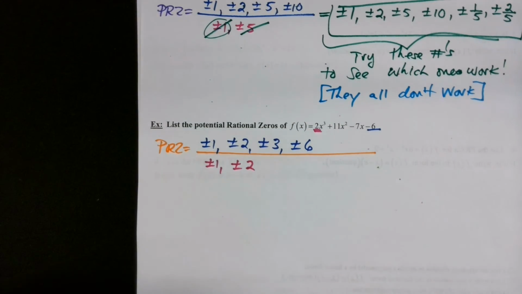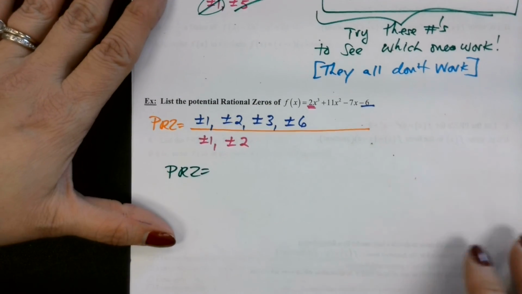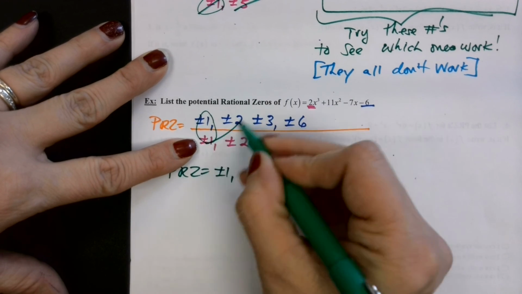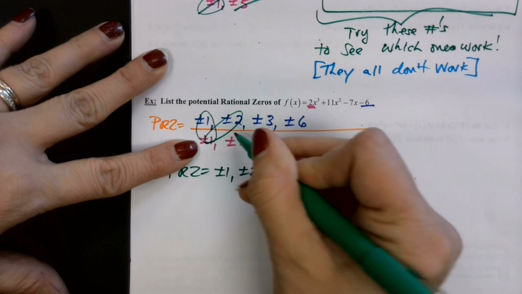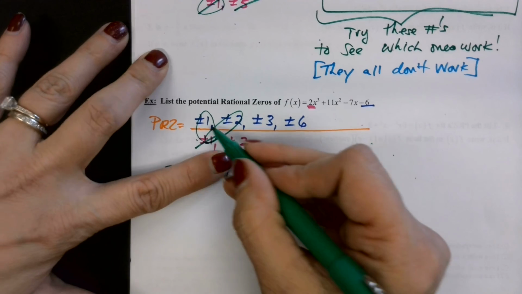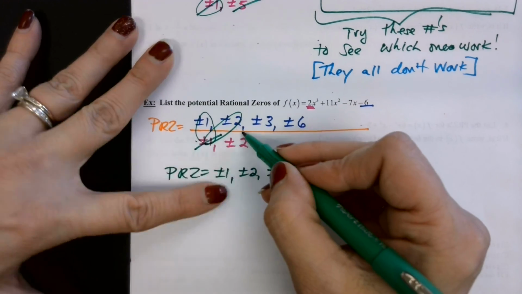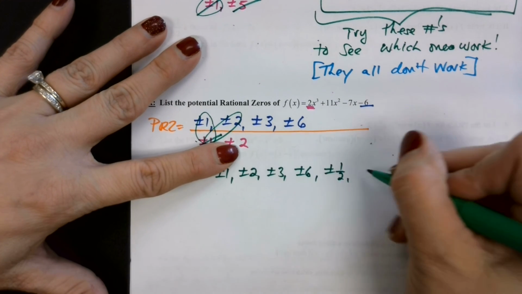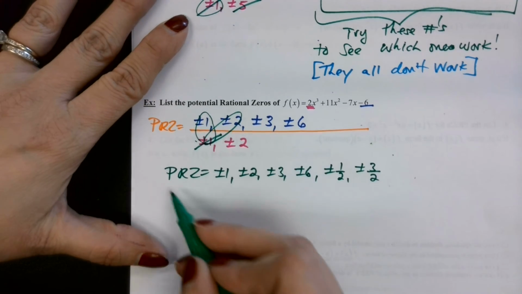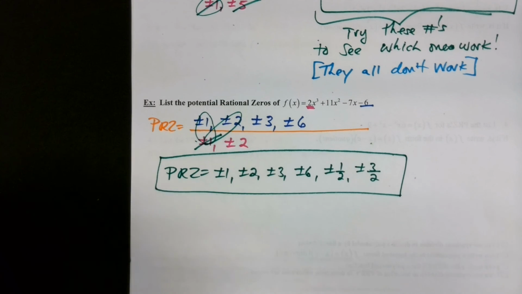All right, now it's time to make every single possible combination. So the PRZs are, let's divide them all by 1. 1 divided by 1, 2 divided by 1, 3 divided by 1, and 6 divided by 1. Now they have to get divided by 2. Plus minus 1/2. 2 divided by 2 is 1, I already have that one. Oh, I don't have 3 halves yet. 3 halves. 6 divided by 2, I already have. These are the list of possible rational zeros.